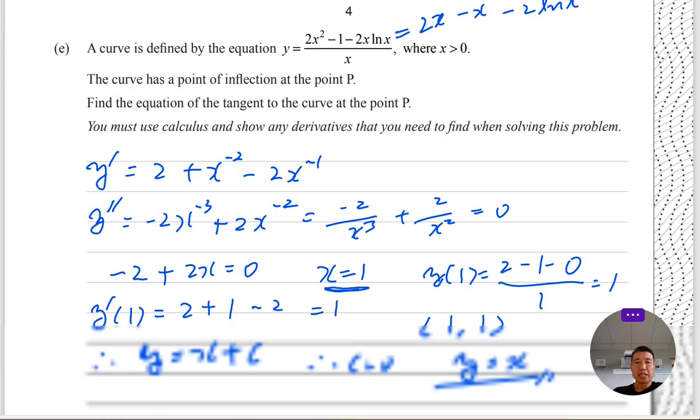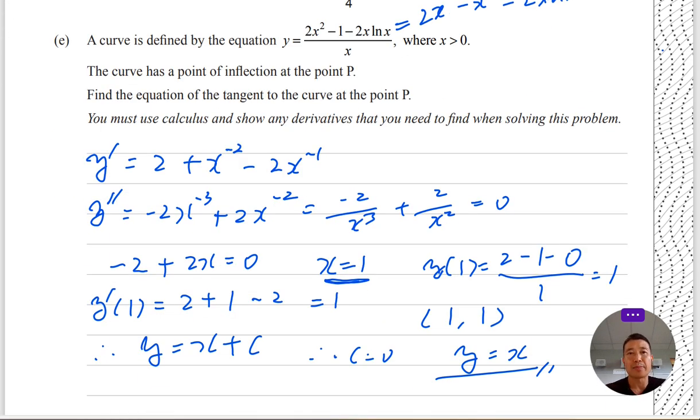All right, question E. A curve is defined by the equation there. And then the curve has a point of inflection at the point P.